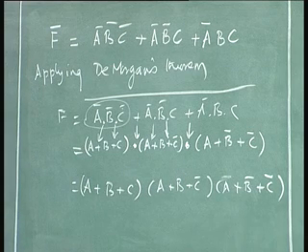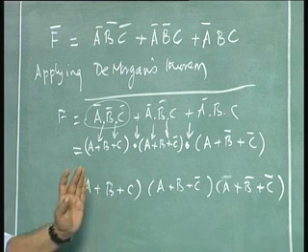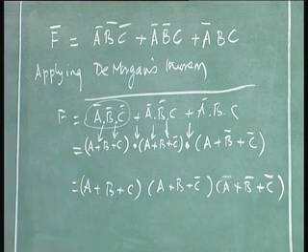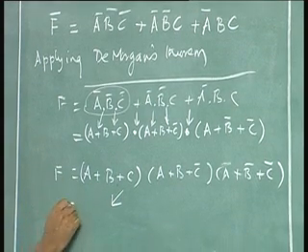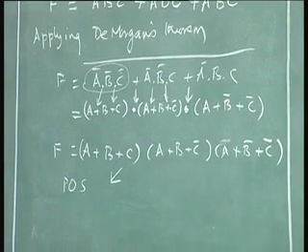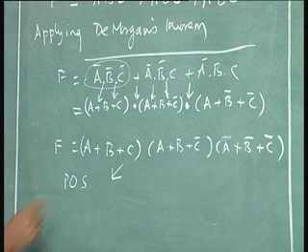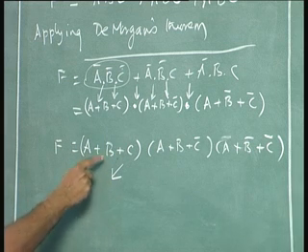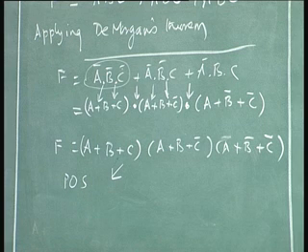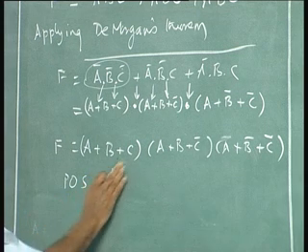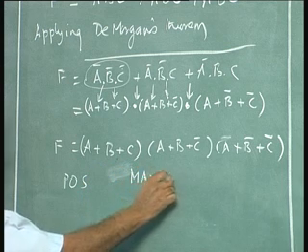Each of these terms is called a sum term, because it is a sum operation, and this is called a product of sums. So f is POS, product of sums. Each of these is a sum term, and multiplication of these sum terms gives the final expression. So it is a product of sums and is also called max terms. Max term is what you got directly from the truth table.